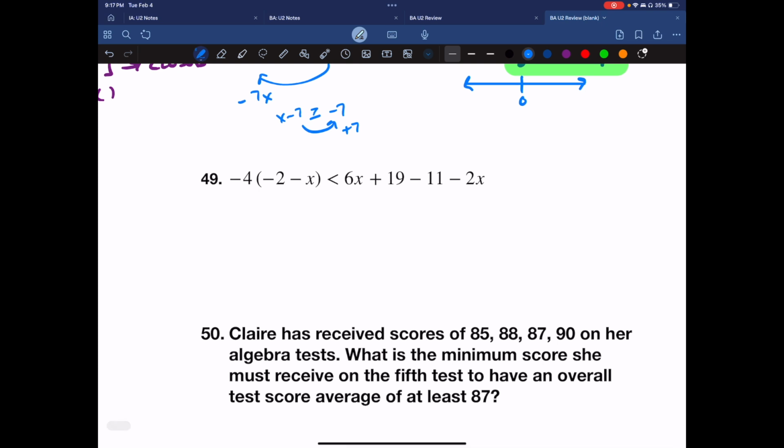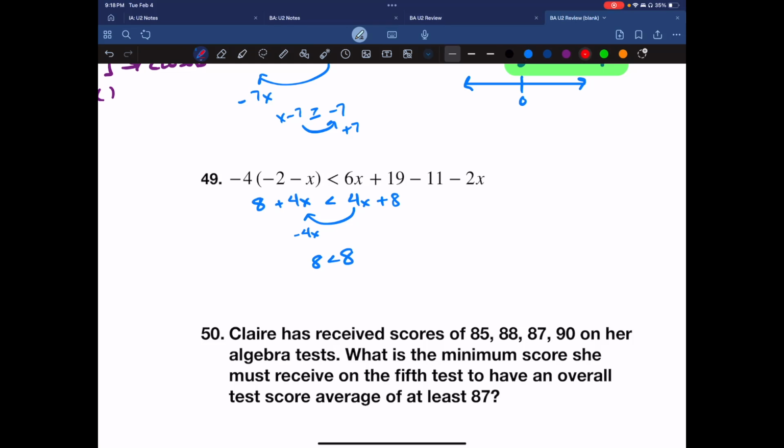Right? Take your time on 49. So this is going to be 8 plus 4x less than 6x, or excuse me, you have 6x minus 2x. It's going to be 4x. All right, you've got 19 minus 11. It's going to be 8. All right, and we'll subtract the 4x. And that's going to be 8 is less than 8.